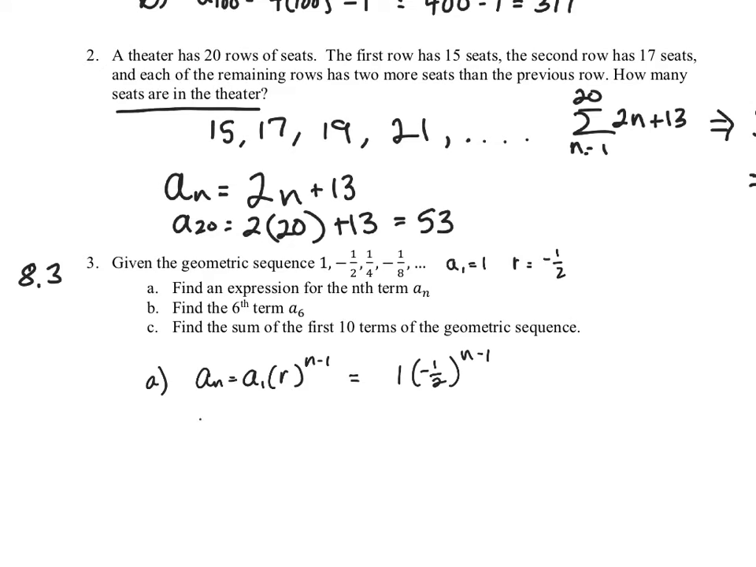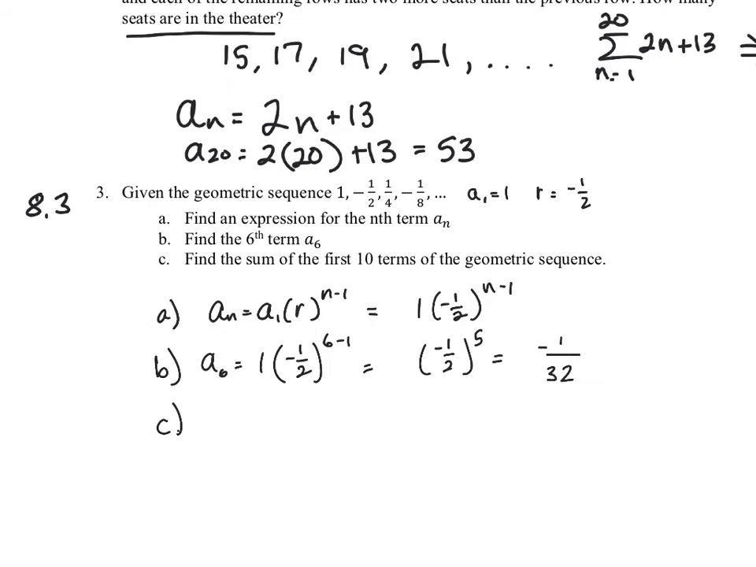So then the sixth term would be, using the nth term formula, 6 minus 1. So this is negative 1/2 to the fifth power, which is negative 1/32.